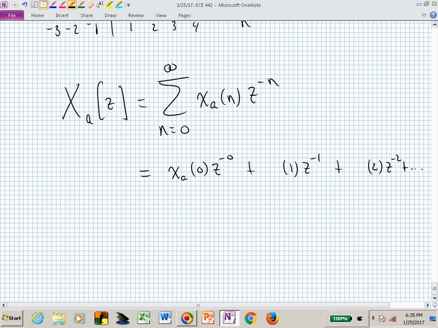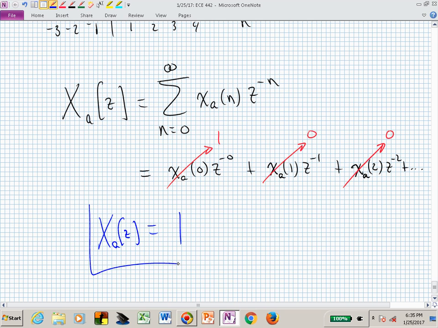Where was I? Oh, here is x sub a of 1, x sub a of 2. What are those values? This one is 0, as are all the others. What's this one? 1. What do we have on the right-hand side? What's z to the 0? 1. Capital X sub a of z, the z transform of a unit pulse, is 1. That was pretty easy, wasn't it?